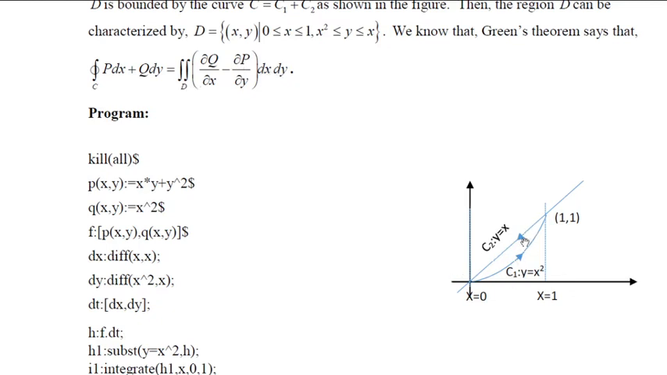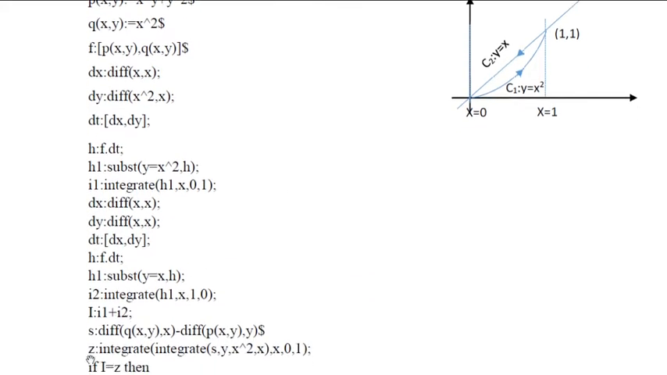What is your region D? Here you should note that the region D is x varies from 0 to 1, but y varies from x squared to x. So your double integration will be stored in Z, that is integrate s where y runs from x squared to x, and integrate this answer with respect to x varying from 0 to 1. X varies from 0 to 1, y varies from x squared to x. Because here y contains x, so first we need to integrate with respect to y.